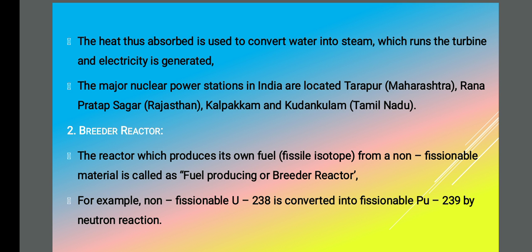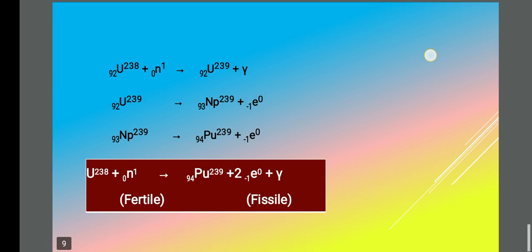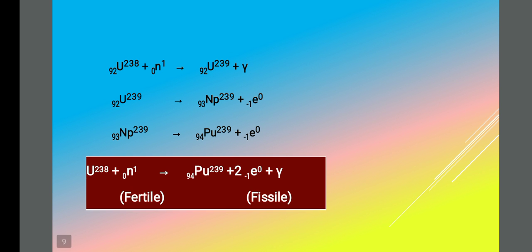by neutron reaction, which is done inside a breeder reactor. The reaction taking place is: uranium-238 is hit by a neutron which produces uranium-239 plus gamma rays. Then this uranium-239 undergoes disintegration to give you neptunium-239 plus an electron. Then neptunium-239 undergoes disintegration to give you plutonium-239 plus an electron, and this plutonium-239 is a fissionable material.